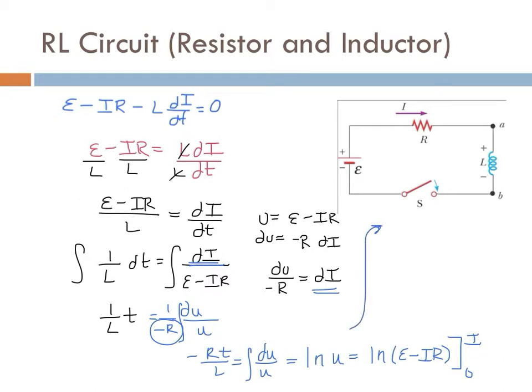So that becomes negative R over L times t is equal to the natural log of sigma minus IR over just sigma. The reason for that is if we plug in that 0 back in for I, that becomes 0 and we have sigma left over. To get rid of that natural log, we take e to the power of both sides. Sigma comes up.